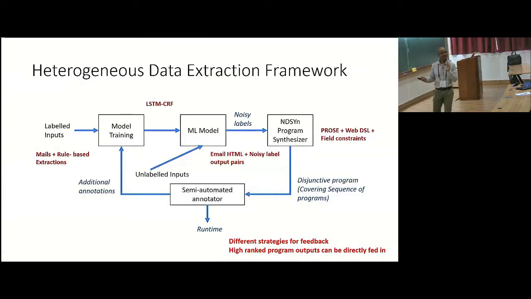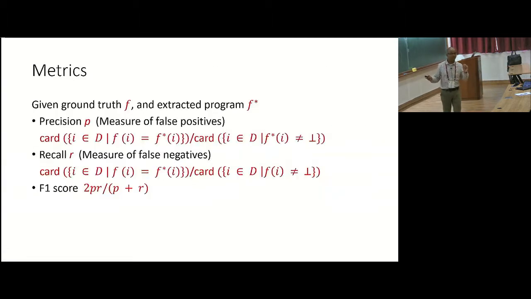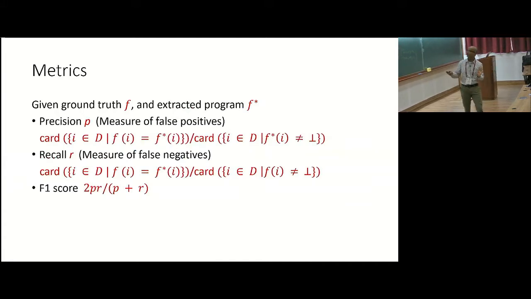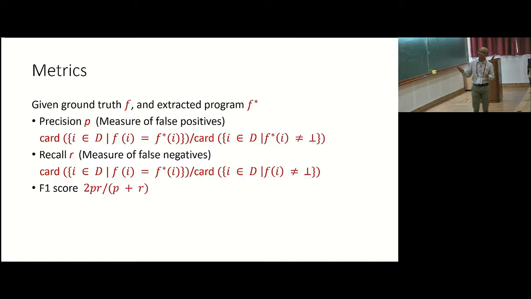But let me show you something very interesting. Empirically, I find that these algorithms work very, very well, so let me show you the results that we have. In order to understand the results, I'll describe some metrics. There is a ground truth F, which the oracle knows, and the extracted programs I have, F star, are approximations to F.